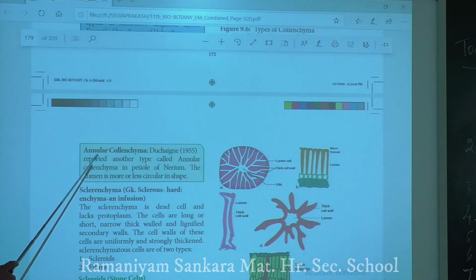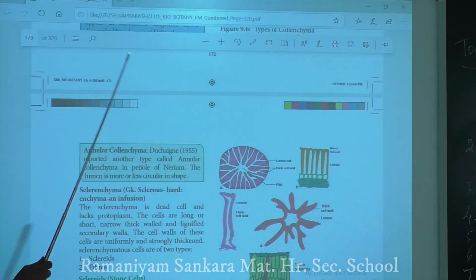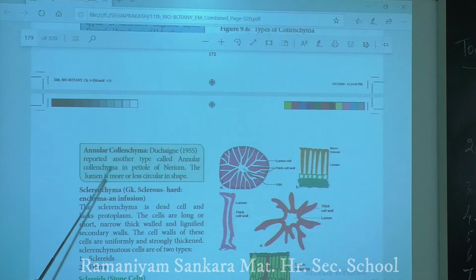Next one, annular collenchyma. Reported as another type, annular collenchyma, in petioles of Nerium. The lumen is more or less circular in shape.